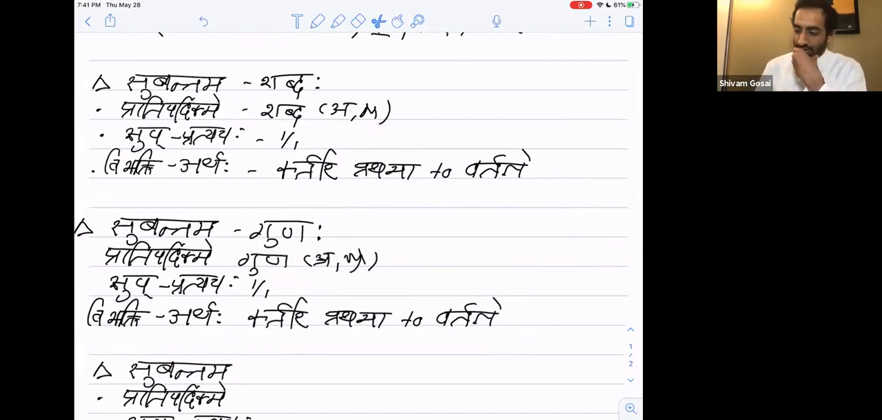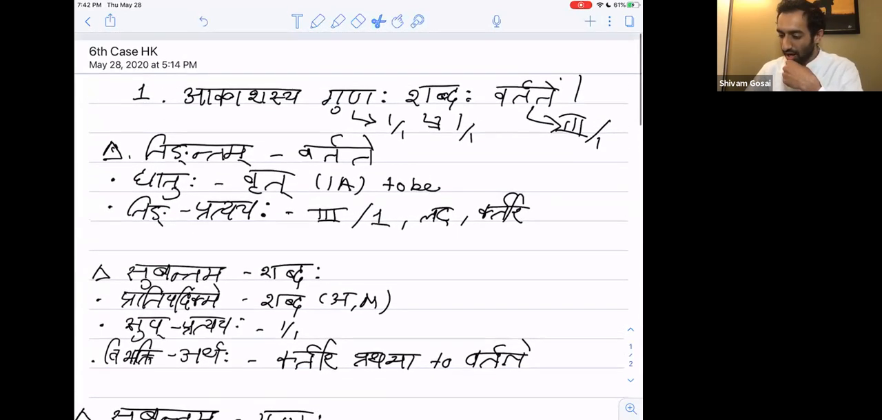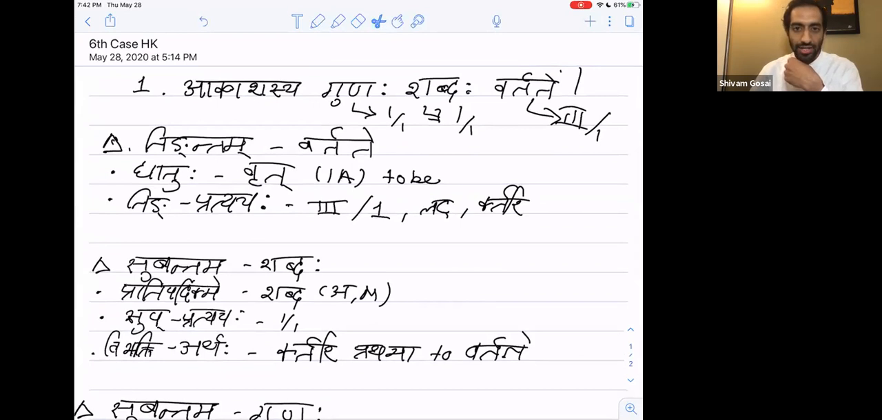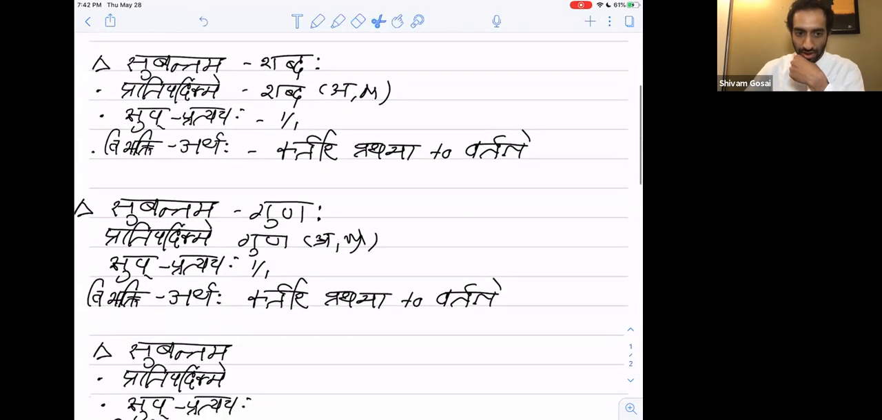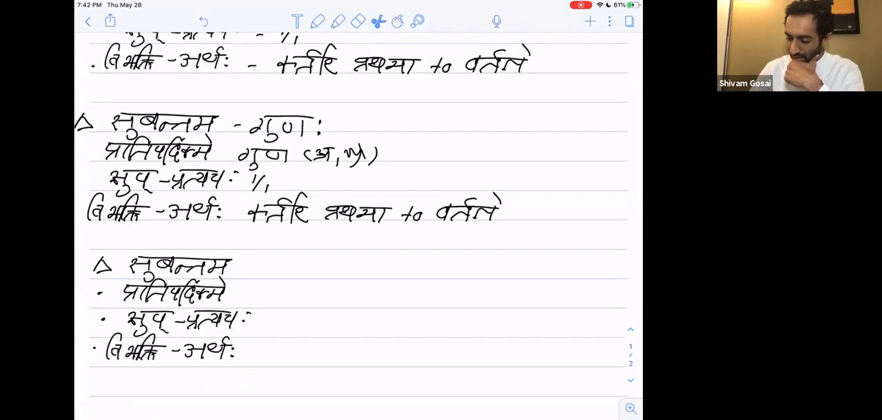So now we have the shabda. Shabda means sound. Okay? The sound is the guna. Guna means quality. Sound is the quality of what? Akashasya. Okay? So we just take akashasya.